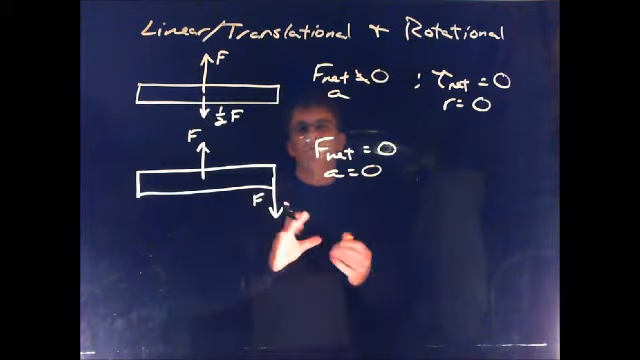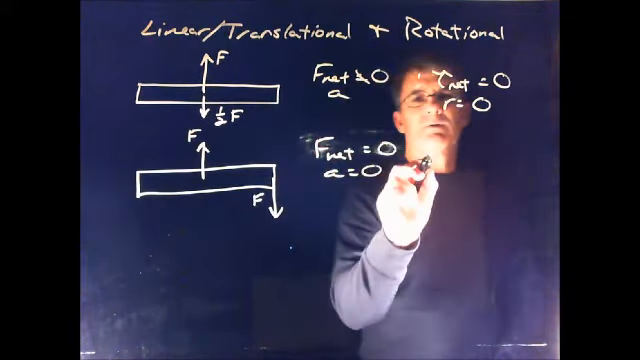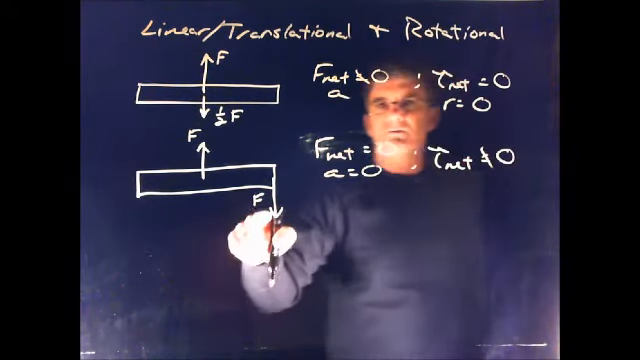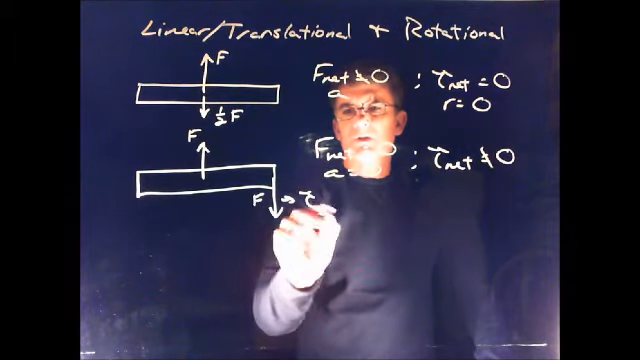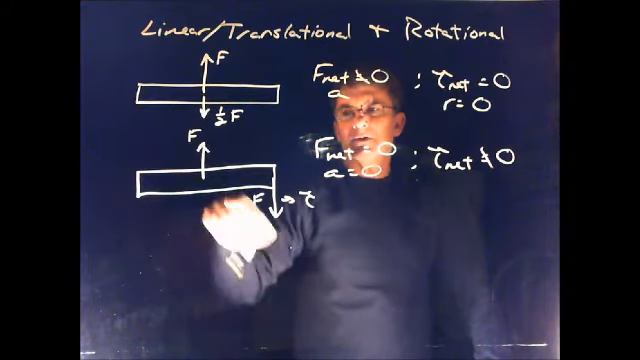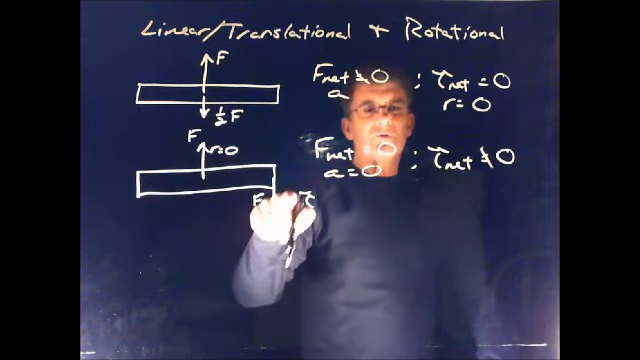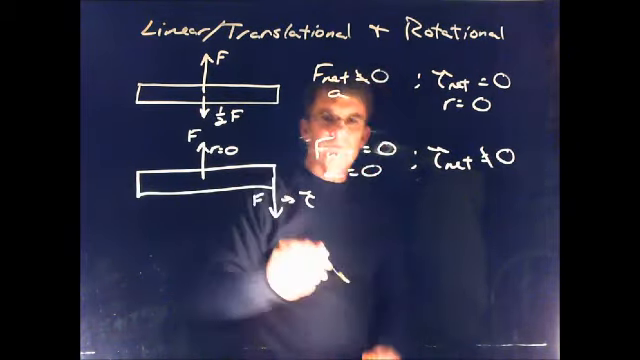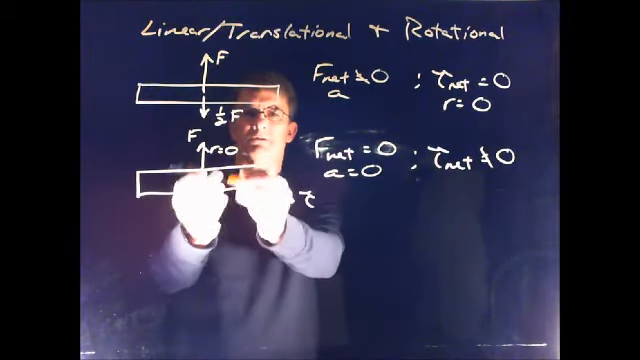But from a rotational perspective, we have an unbalanced torque because of this force. This force is going to result in a torque. This force does not, because it's at the turning point. R is 0. No torque. But I'm going to have a torque based on this force, and it's going to rotate. And so if I apply these two forces to my stick, it's just going to do this.